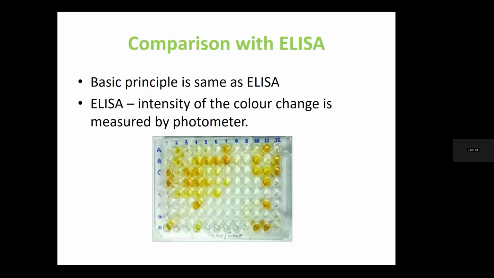If we compare it with ELISA, the basic principle, as you can see, is the same as ELISA, but ELISA measures the color change, which is measured by a photometer, and the value is given as optical density. You can see the color change. The yellow color denotes that a reaction has happened, and it is measured by the change in color. But in the case of CLIA, it is measured by the production of light.